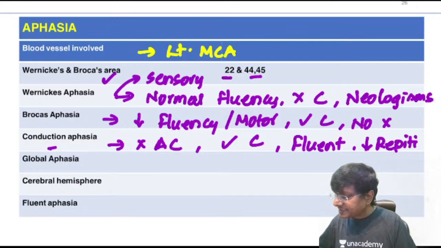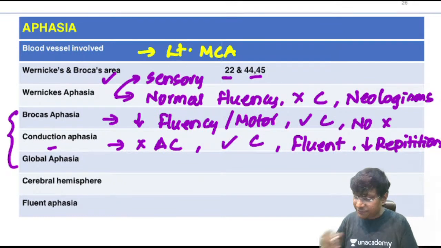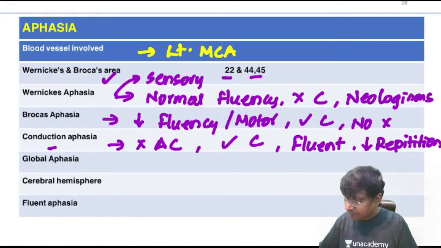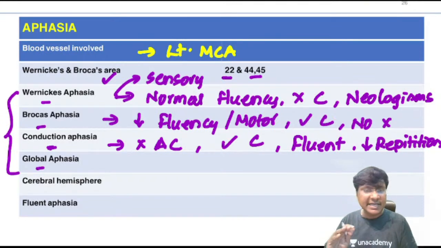And what you have to know is that this particular process of repetition is lost in all the forms of aphasia: in Broca's aphasia, in conduction aphasia, and global aphasia as well. So in all these, Wernicke's, Broca's, conduction, and global, repetition is impaired. Then coming to global aphasia.